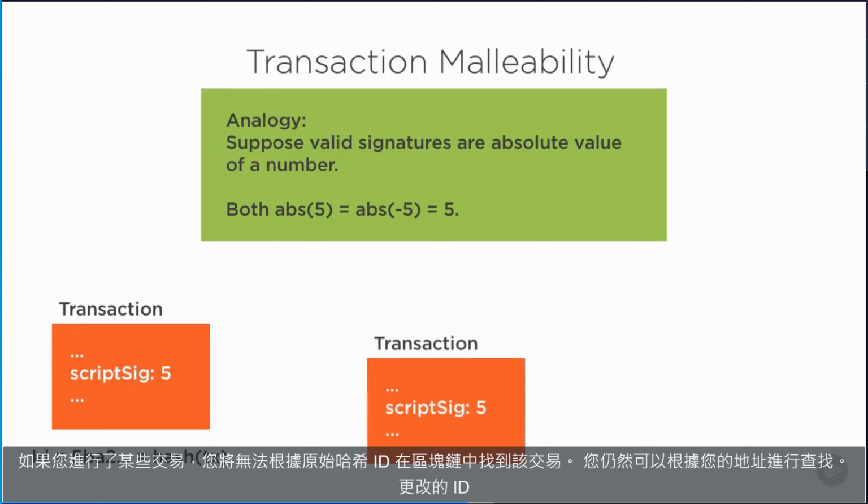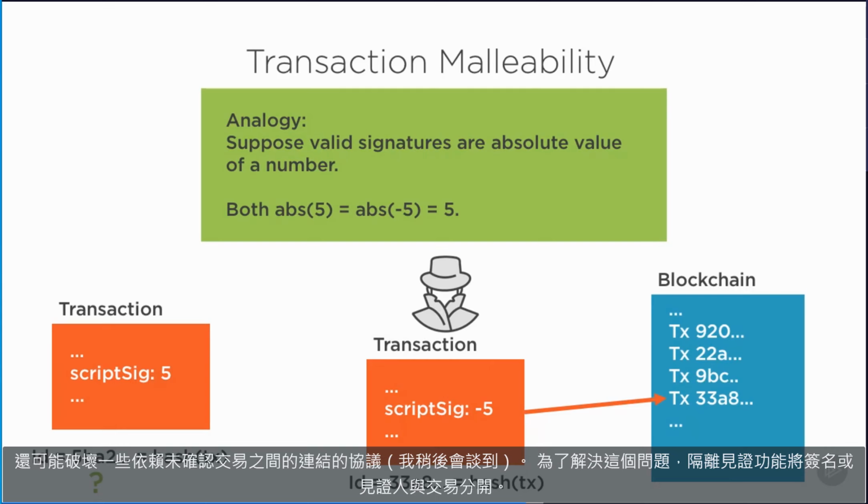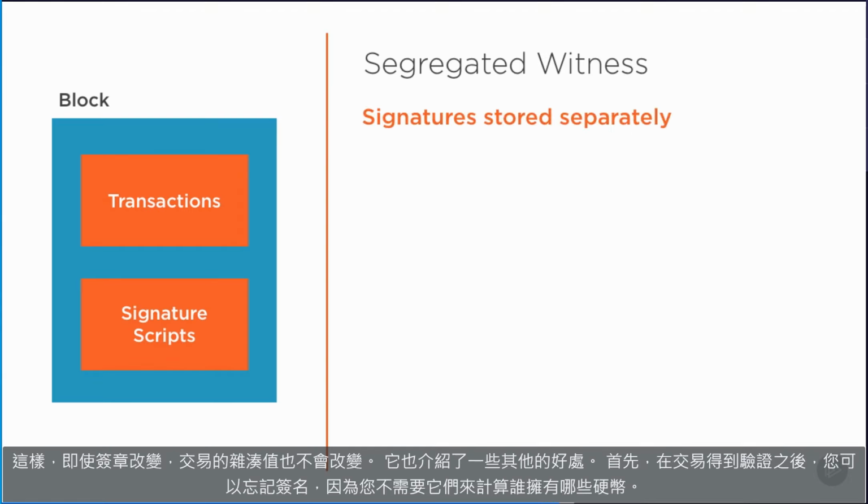If you made a transaction that someone malleates, you wouldn't be able to find the transaction in the blockchain based on your original hash ID. You could still look it up based on your addresses. The changed ID could also break some protocols I'll talk about a little later that rely on links between unconfirmed transactions. To address this, the segregated witness feature separates the signatures or witnesses from the transaction. In this way, the hash of the transaction will not change even if the signature does. It also introduces some other benefits.